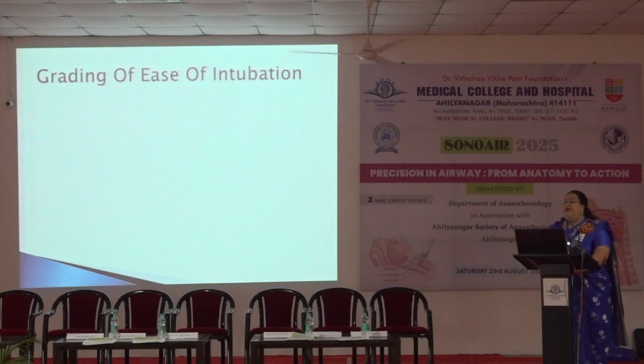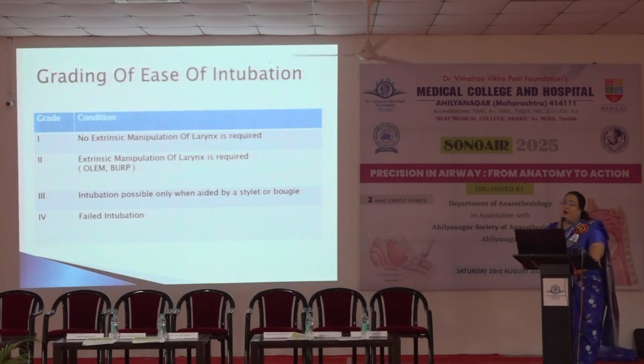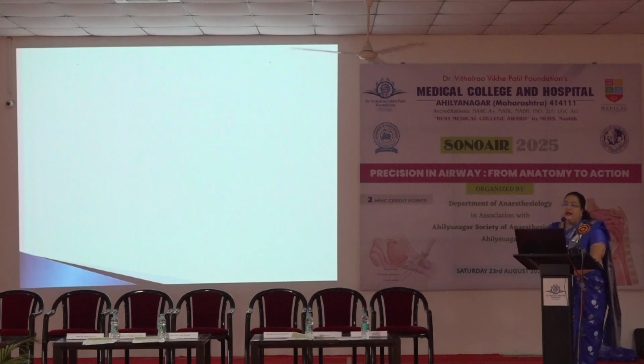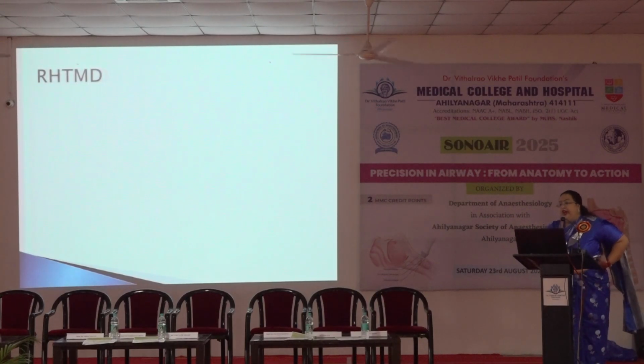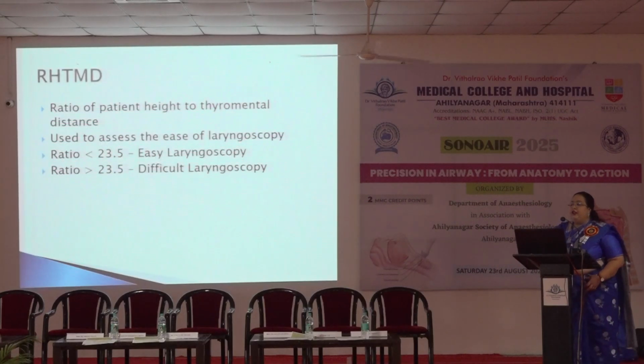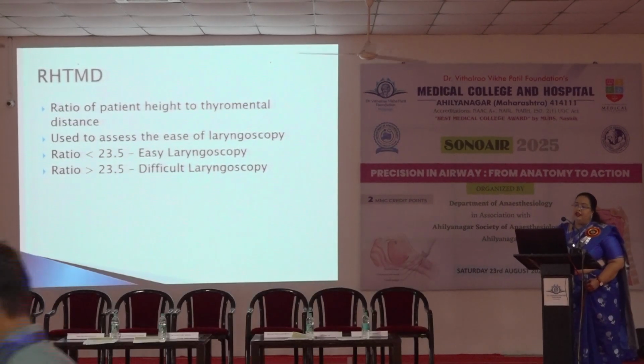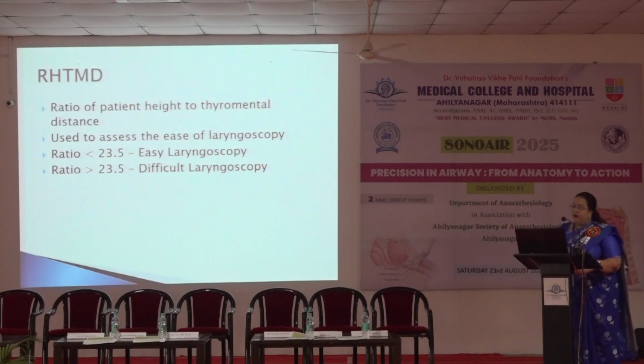Then there is a grading for ease of intubation. Grade 1 is no external manipulation of the larynx is required. In grade 2 you require measures like external manipulation and BURP. Here grade 3 is intubation is possible only when aided by stylet or bougie, and grade 4 is a failed intubation. Then there is a criteria called RHTMD, that is ratio of patient height to thyromental distance. It is used to assess the ease of laryngoscopy. Ratio of less than 23.5 is easy laryngoscopy. Ratio of more than 23.5 is difficult laryngoscopy.